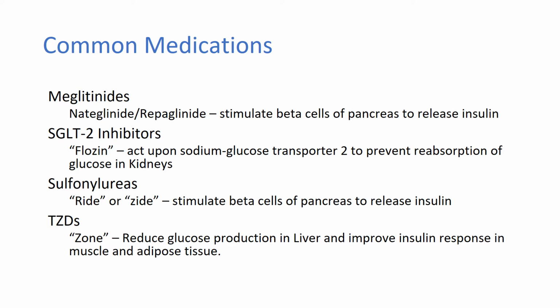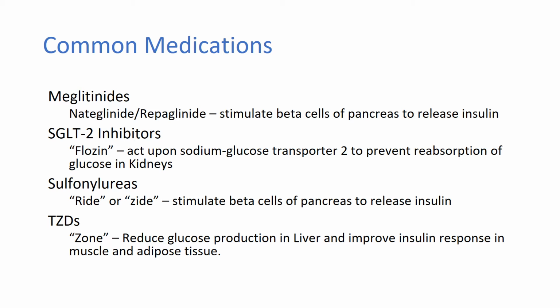But next we have the meglitinides. So these stimulate beta cells of the pancreas to release insulin, and so this can help to lower blood sugar levels, and you take it before each meal. It's incredibly important to note that you do not combine this with sulfonylureas, because it can easily result in hypoglycemia, and that can put your patient in the hospital.